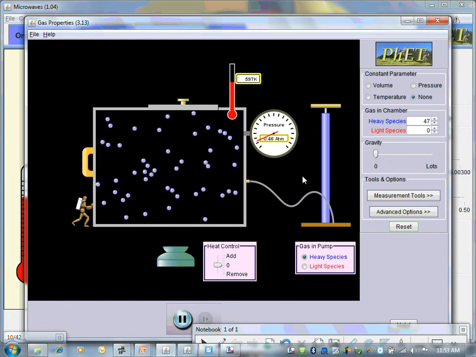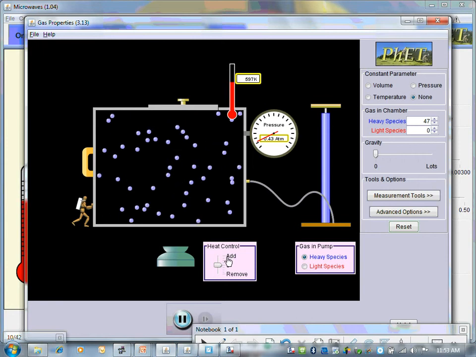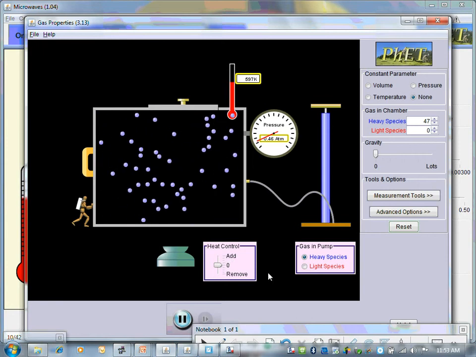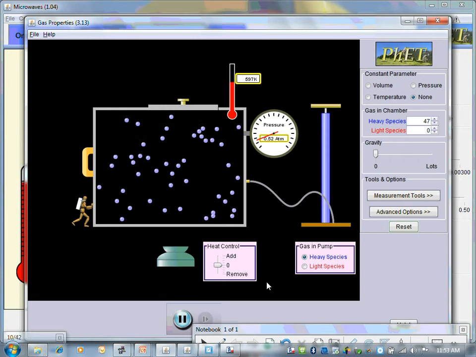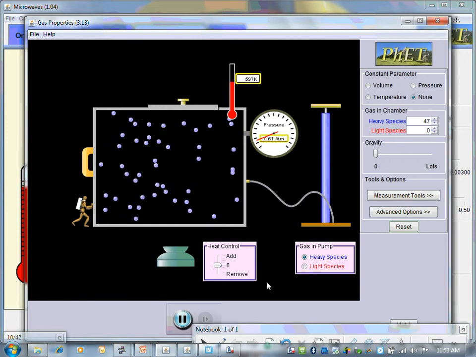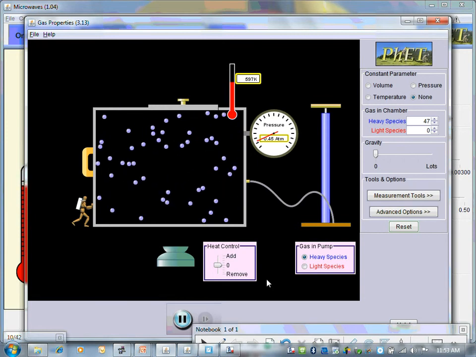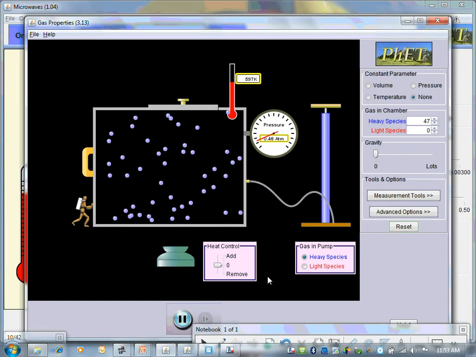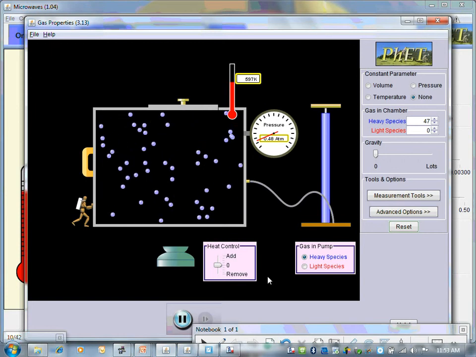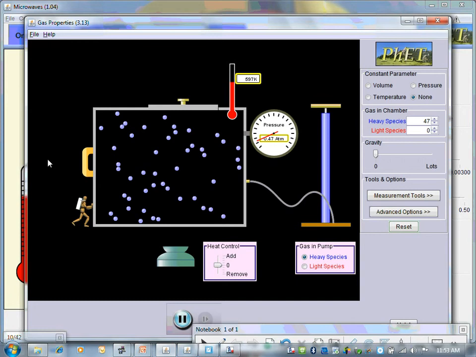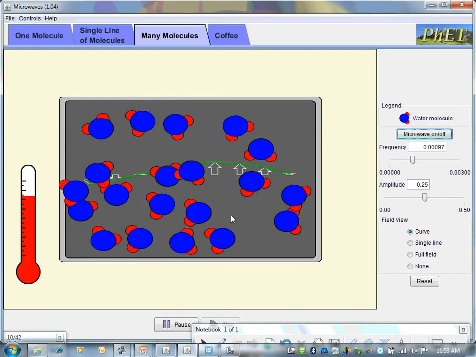So I think gas particles don't move in the same way that liquid particles do. They bounce around a lot more. They move more randomly. And when they bump into each other, they just bounce away. But let's look at the liquid particles over here.